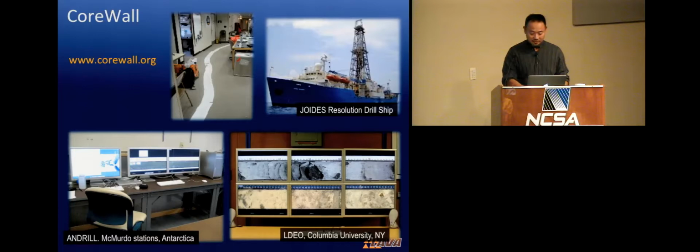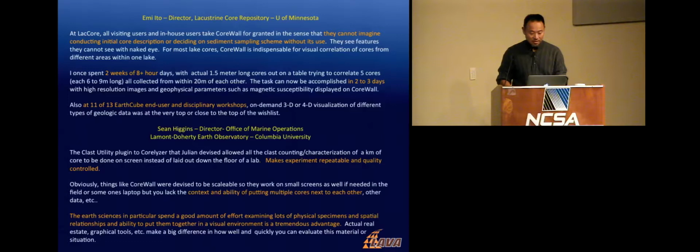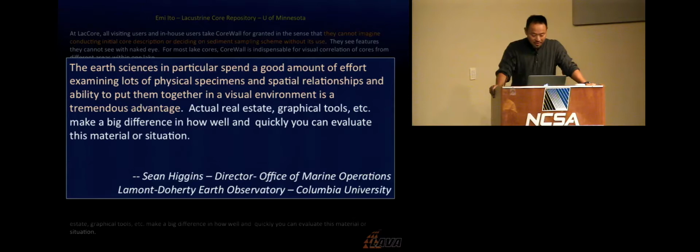So a little more anecdotal information, which you can't read, so I'm going to blow it up. These are 2 pieces. I'll show you one of them. This is from Sean Higgins, Director of Marine Operations at Columbia University. He says the earth sciences in particular spend a lot of effort examining lots of physical specimens and spatial relationships. An ability to put them together in a visual environment is a tremendous advantage. Actual real estate, graphical tools make a difference in how well and quickly you can evaluate this material or situation.